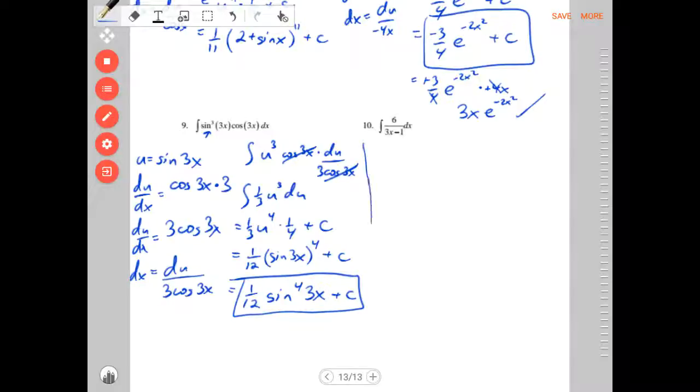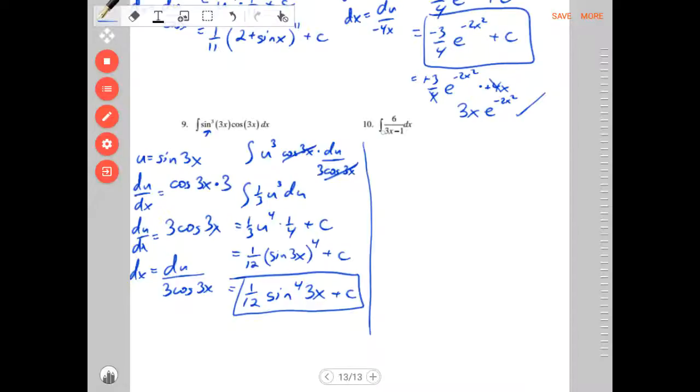Okay, and then the last one for this section. Hooray, I know it was a little bit of a long one, but that's all right. For this guy, the u function is going to be the bottom part. Well, it has to have an x on it, so it can't be the 6. So the u function is going to be 3x minus 1. So the du dx is going to be 3, which means that dx equals du over 3.